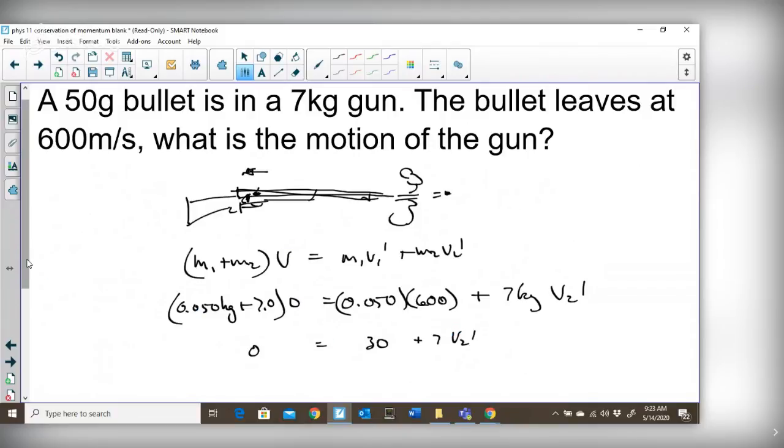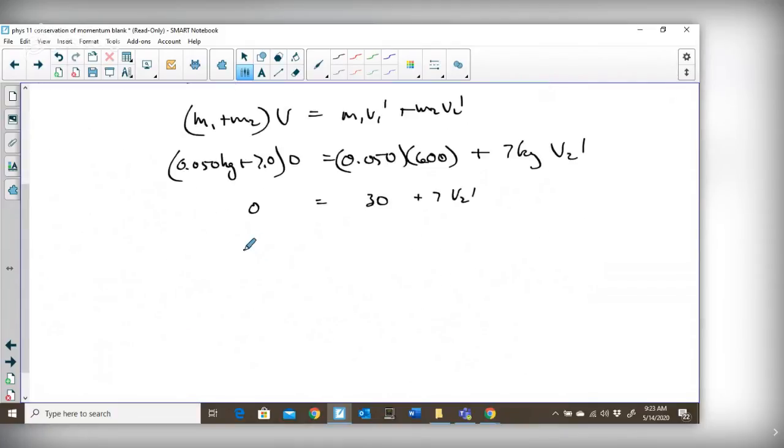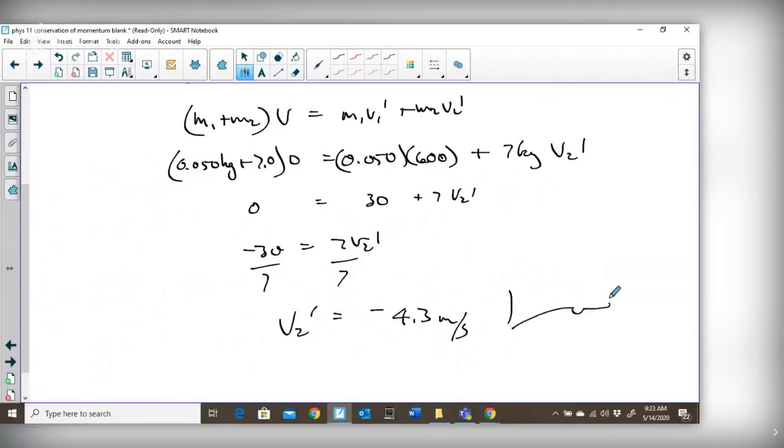So this is going to come over as a negative 30 onto the left-hand side. Negative 30 is equal to 7 v2 prime. Divide both sides by 7. And we get v2 prime then is equal to a negative 4.3 meters per second. So the gun is moving in that direction while the bullet goes off in that direction. That's your kickback.